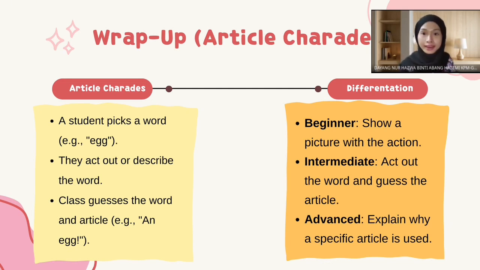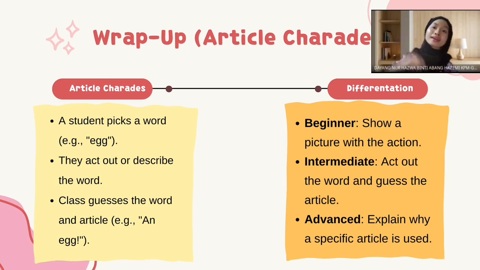So from here, it is not merely guessing the article, it's actually testing the students' comprehension on the application of the article on the given word. And for the advanced students, they will explain why a specific article is used. So instead of just guessing the article that is correctly applied to the word, advanced level students will need to explain why they need to use a or an for the vocabulary provided for them.